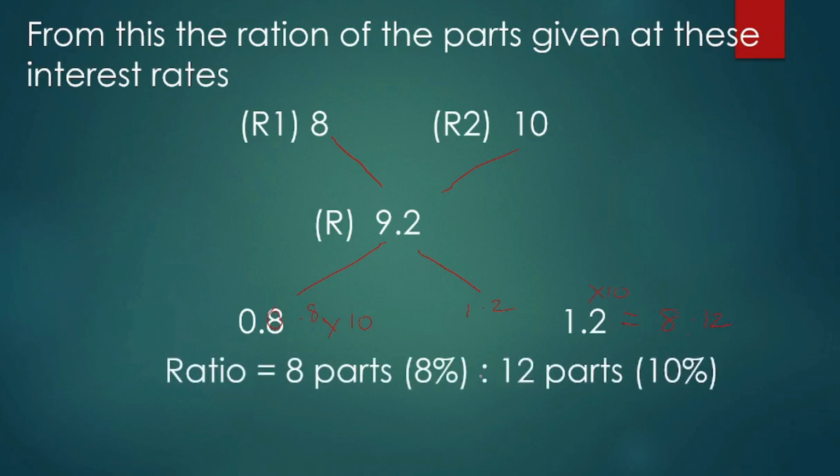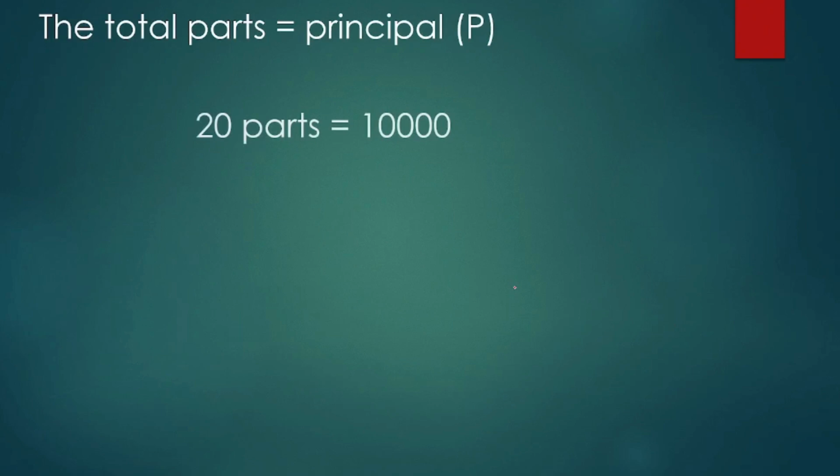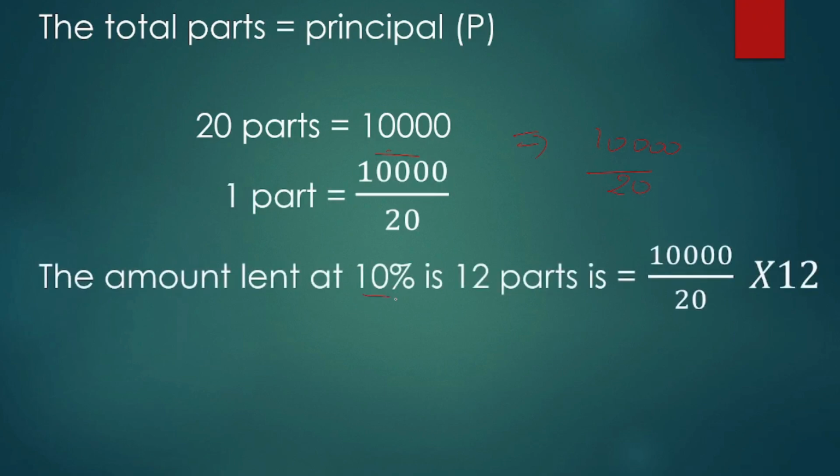So this is 8 parts for 8% and 12 parts for 10%. The total is 20 parts, and the total parts mean the principal amount. So 20 parts equal 10,000, and one part becomes 10,000 by 20. Now 10% is 12 parts, so 10,000 by 20 into 12. The zeros cancel. 2 ones are 2, 6 into 1 is 6, and 3 zeros remain, so it is 6,000. So the amount lent at 10% interest is 6,000. Our answer is rupees 6,000.